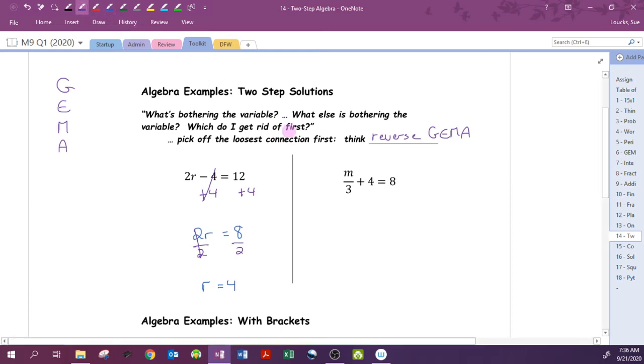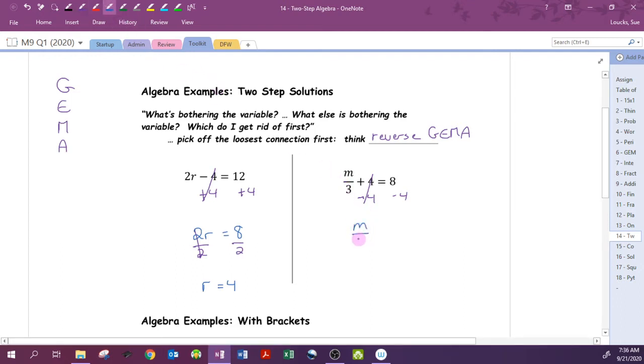We have m over 3, or m divided by 3, plus 4. We want to do the addition and subtraction first, so we're going to get rid of this plus 4 by subtracting 4 from both sides. And then we're going to cross it off. I want to remind you that we are subtracting the 4 from the whole side. We just happen to write it underneath the plus 4 because that's why we're doing the minus 4. If we write it right there, it's easy to cancel it out and easy to see what's going on and why we did things the way we did.